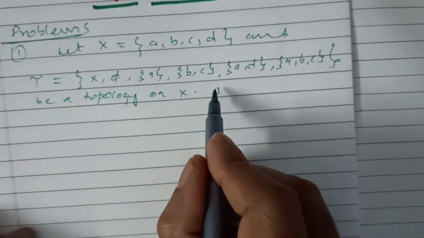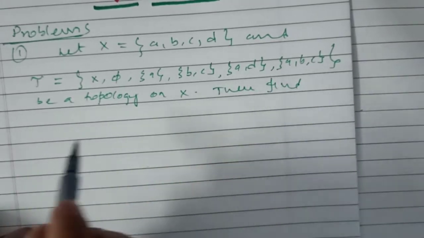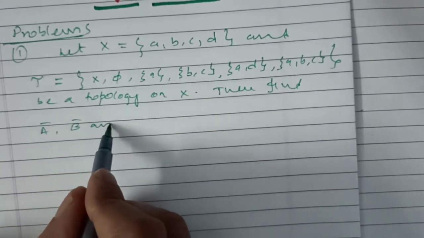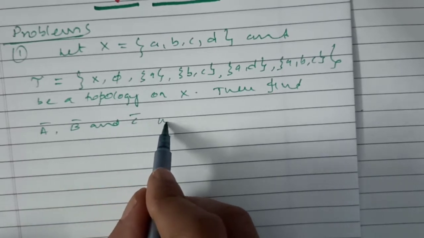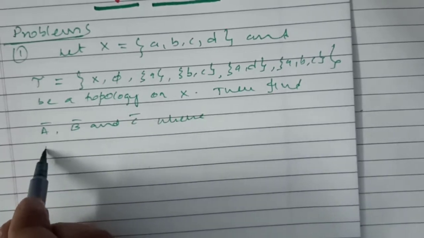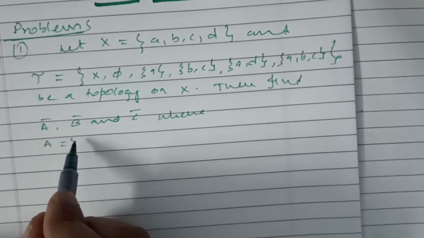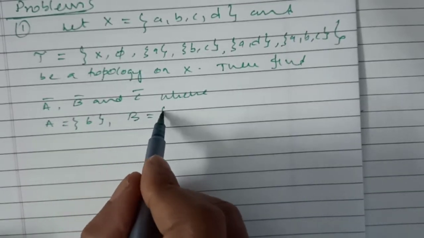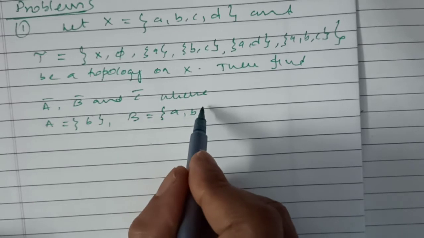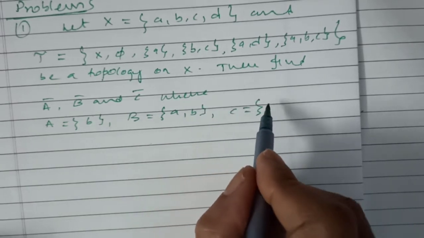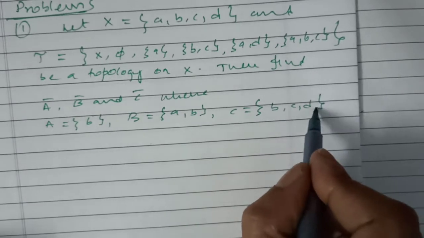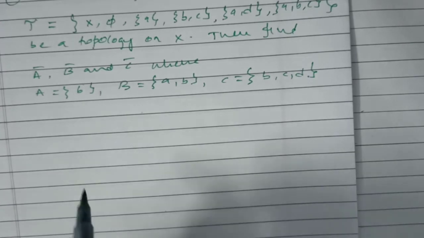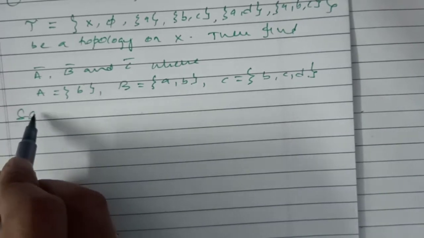Then find A bar, B bar and C bar, where capital A is equal to the set {b}, capital B is equal to the set {a, b}, and C is equal to the set {b, c, d}. So whose closure we can find. Next, solution.